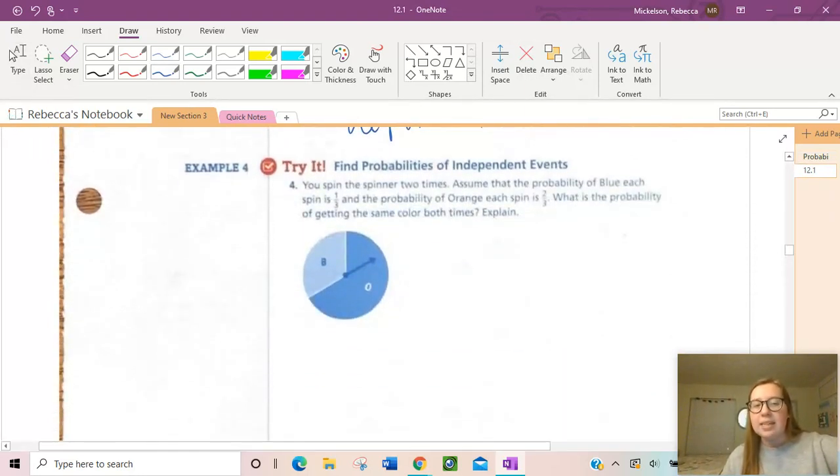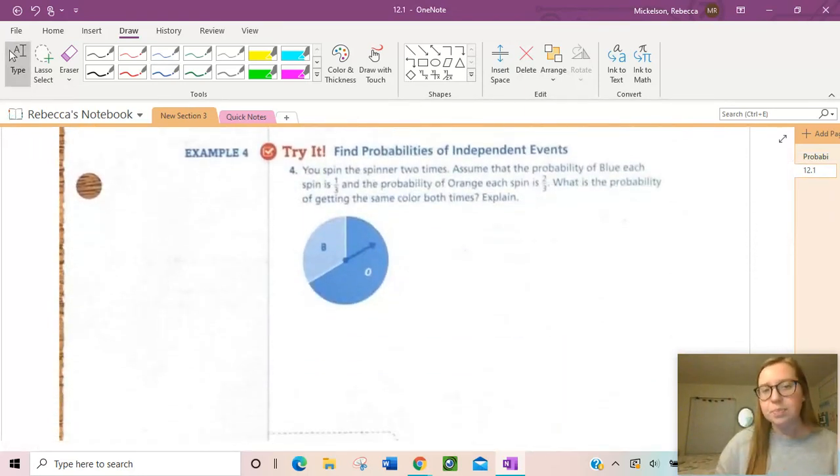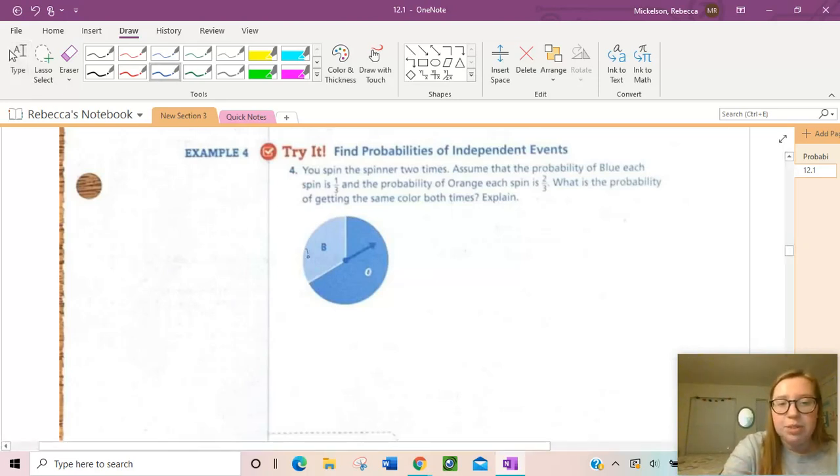And I really like example number 4. I think it's a good one. So we want to find probabilities of independent events. We spin the spinner 2 times. First of all, we know it's independent because the first spin is not going to affect the outcome of the second spin. The probability that we spin in the blue region is 1/3, and the probability that we spin in the orange region is 2/3.